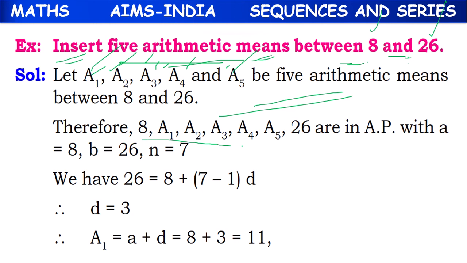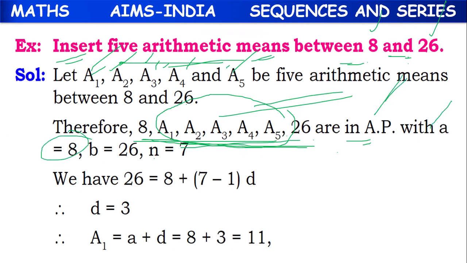So these are in AP. Now along with 8 and 26, if we keep A1 to A5 in between 8 and 26, then this total sequence, including first and last terms and 5 arithmetic means, total 7 terms, will be in AP, with first term A as 8, last term B as 26, and number of terms n as 7.